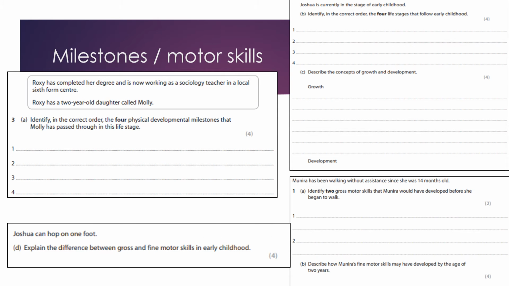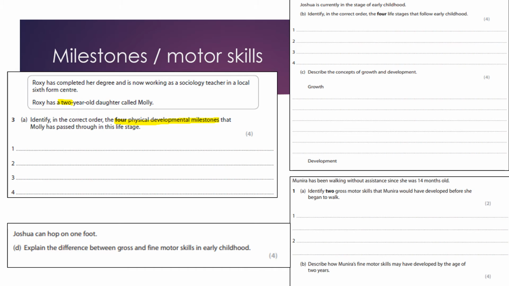Milestones and motor skills again tend to pop up a lot. As you can see on the screen, the 4 physical milestones that Molly, who is 2, is going to go through at this life stage. So what would be physically happening? And again, you'd have to identify the correct order. So it might be lifting head, rolling over, crawling, standing, walking. It's working your way through what physical milestone developments will take place.